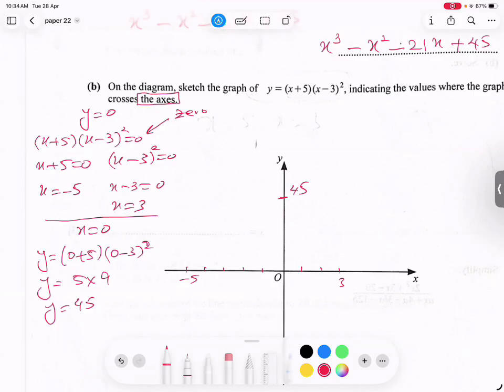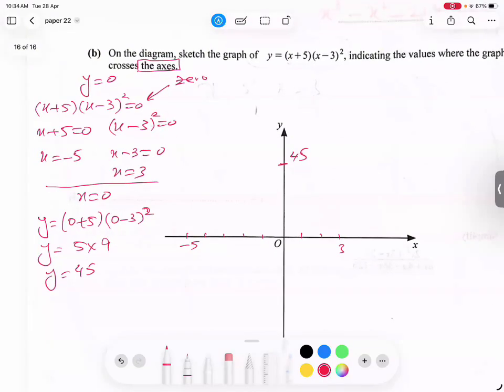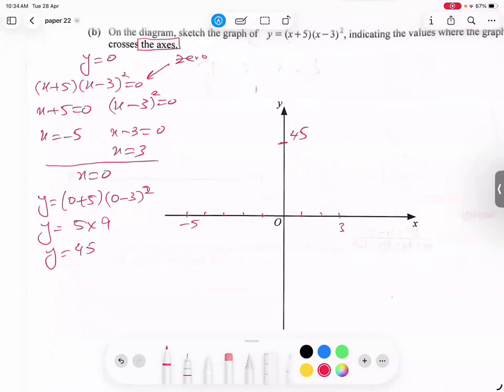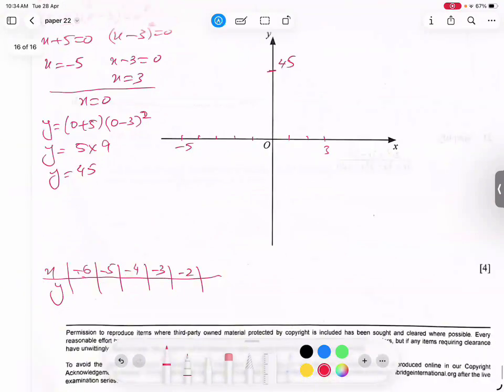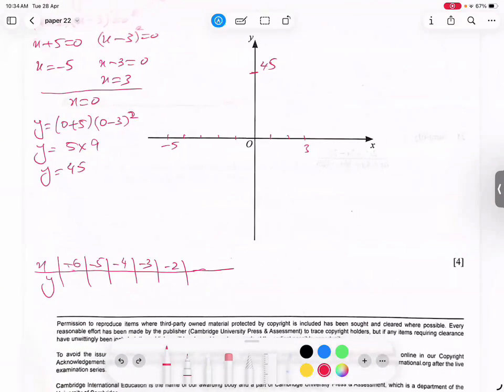Now student, what to do? Now we can take some numbers, because make sure one thing, these 2 points are very important. I'll take one table, and this table no need to show to examiner, and start from -6, then -5, then -4, -3, -2. Students, these numbers, because it is a 4 mark question. And I'll take -1, then 0, then 1, then 2, then 3, and extra 4.